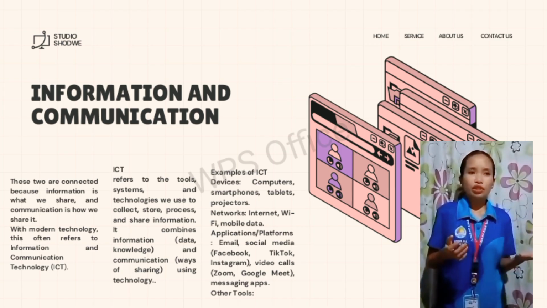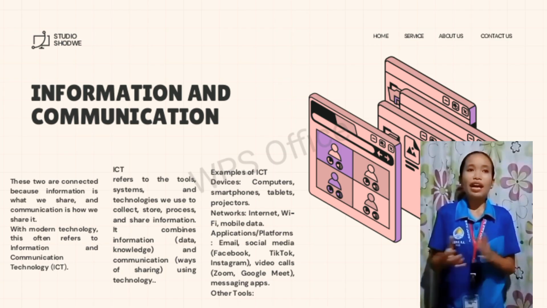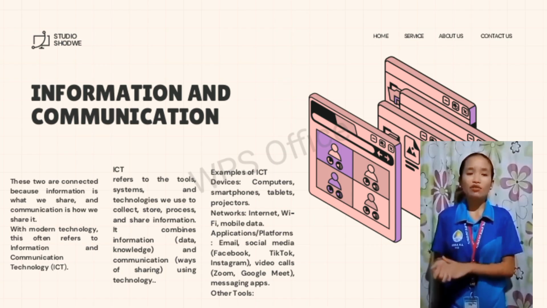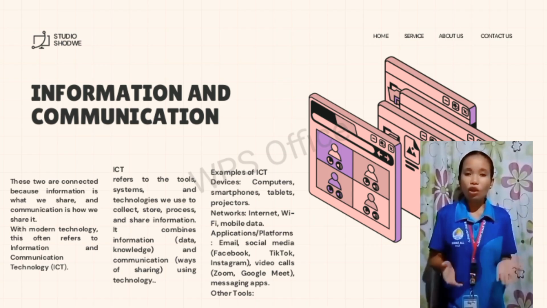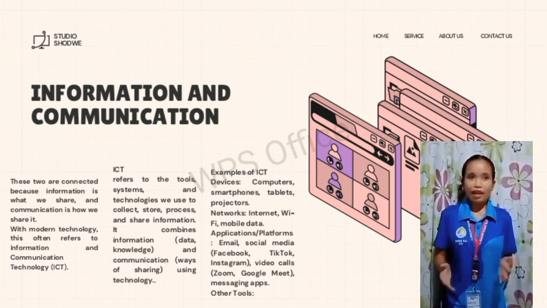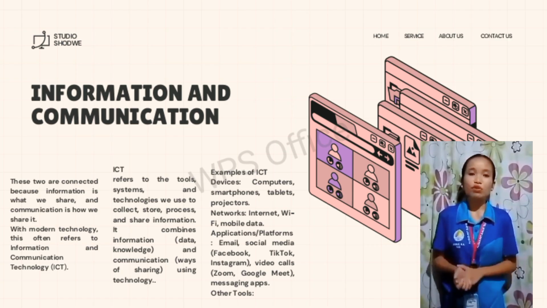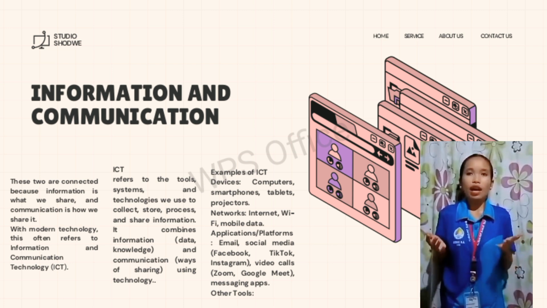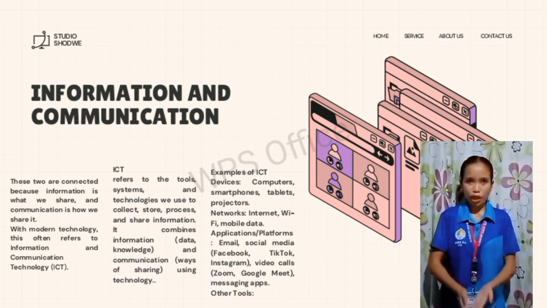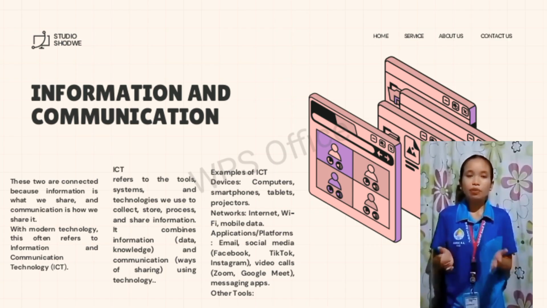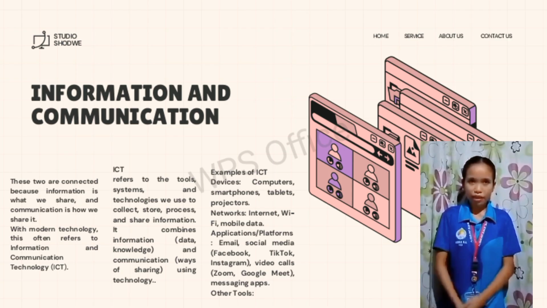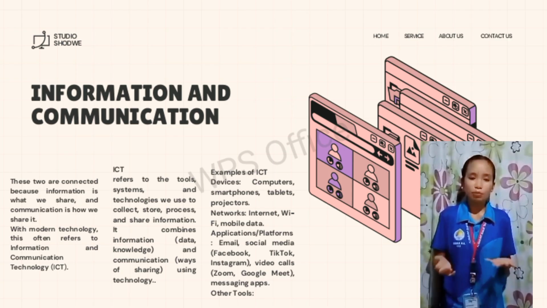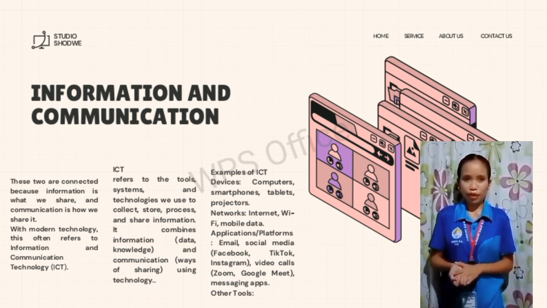So, collect means ICT gathers data or information. Store, hold, or save information. And process, it analyzes or transforms data into something useful. And it is even shareable, or ICT distributes information to others. The importance of ICT are efficient information management, increased productivity, and improved access to information.